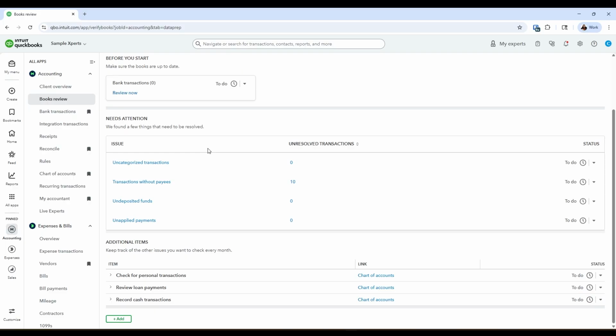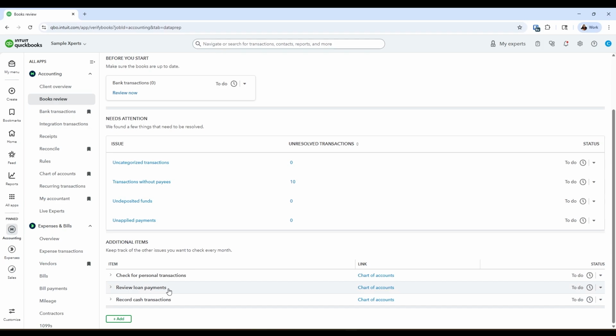All right, so check for personal transactions. That's a very important step. You don't want anything personal mixed up with your business. You don't want personal transactions being categorized as business, because if you're ever audited, those transactions will show up and you will have to pay taxes on that. So you want to be careful with that.